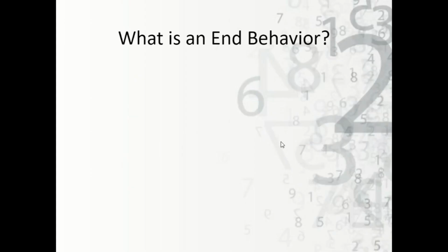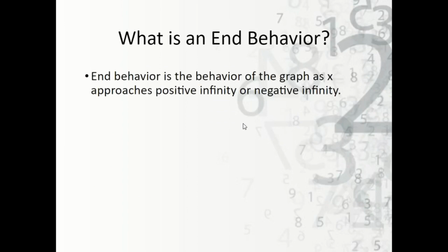Now, what is end behavior? End behavior is the behavior of the graph as it approaches positive infinity or negative infinity. So end behavior can be written as this: as x approaches some value, and it doesn't always have to be infinity or negative infinity. It could be some value. It could be the asymptote.